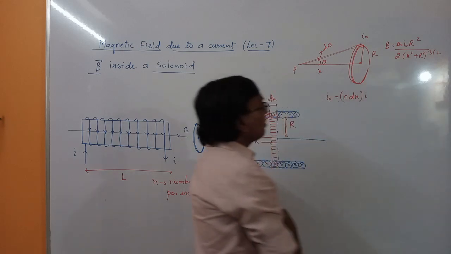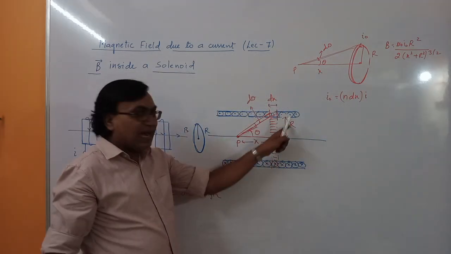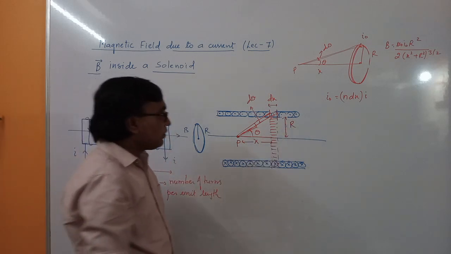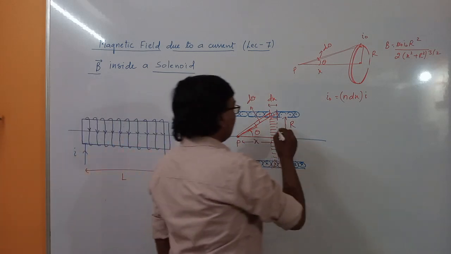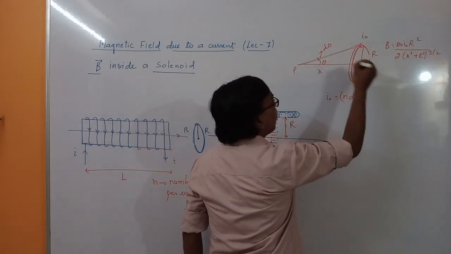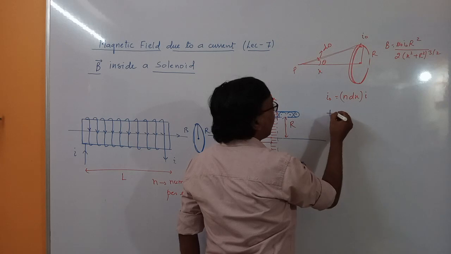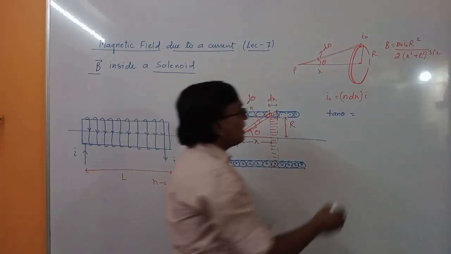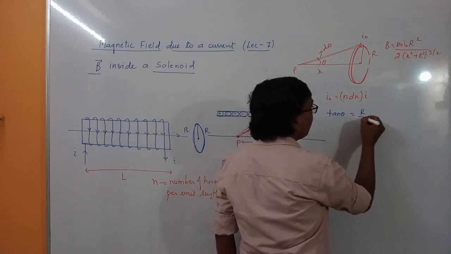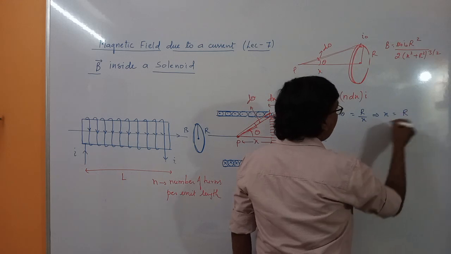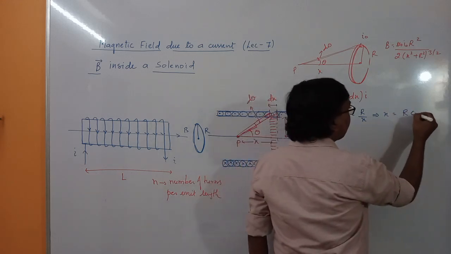Now we have to find x in terms of r. R is given, length L is given. So from this right angle triangle, tan theta is r upon x. So it implies x is r by tan theta, that is r cot theta.